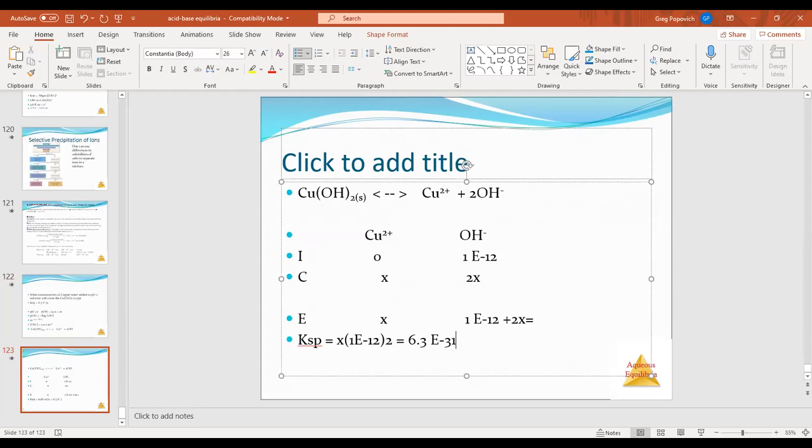So I take my 6.3e to the minus 31st divided by 1e to the negative 12th, divided again by 1e to the negative 12th, and I get my copper concentration has to be equal to 6.3e to the minus 7th.